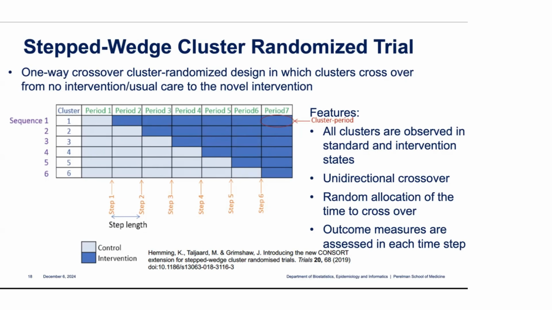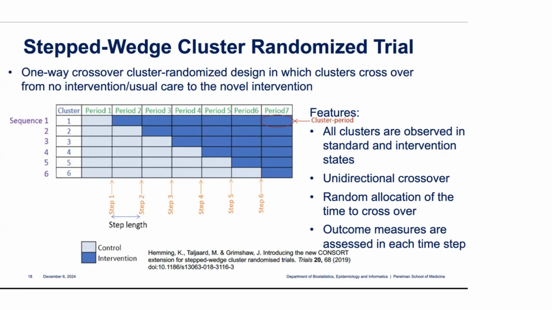And so in this figure, we note that we have 6 clusters that are one by one crossed over from the control to the intervention state across these 7 periods. Initially, all clusters are observed in the standard or usual care state, and then all clusters at the final period are observed in the intervention state. And so the clusters will have varying numbers of periods in the standard or in the intervention states. Once clusters cross over into the intervention state, they stay there. And then the outcomes are measured at each of the steps.